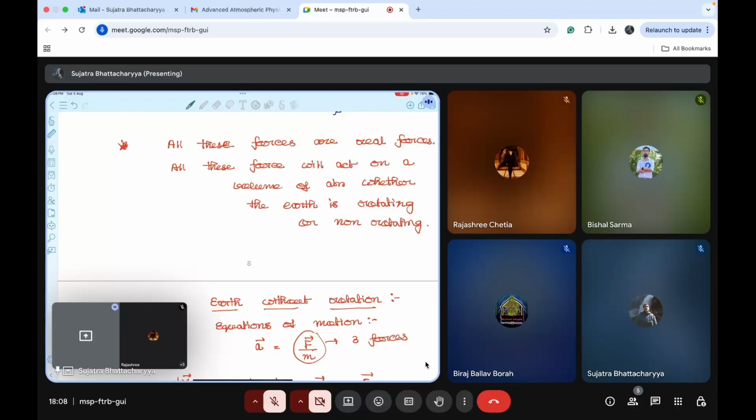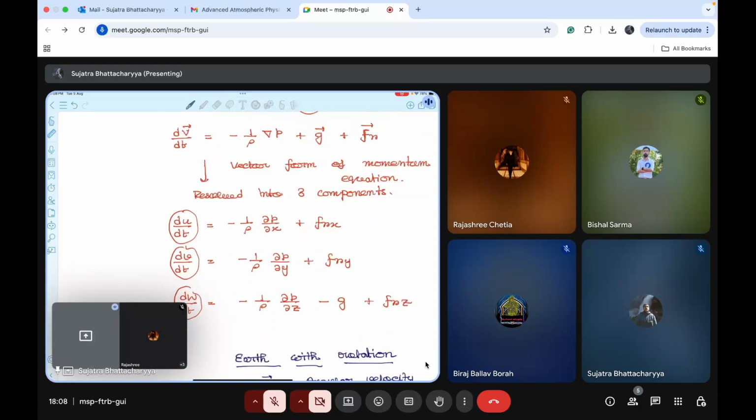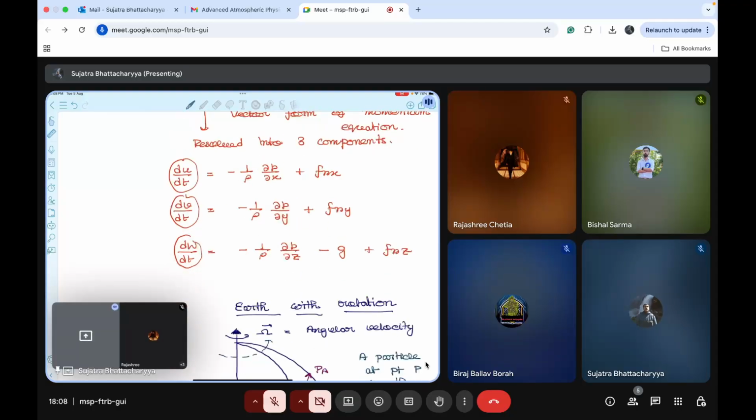It will apply in both the rotating frame as well as the non-rotating frame. Whether Earth is rotating or not, even in the hypothetical case where Earth is not rotating, these three forces will always apply. Without rotation, you will have all these forces which I have derived. These are the momentum equations, Newton's second law.